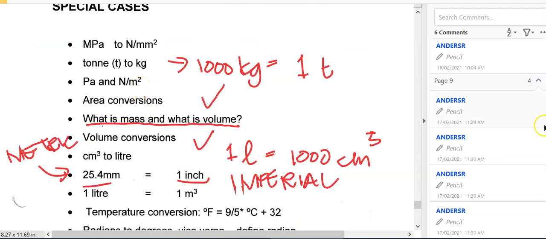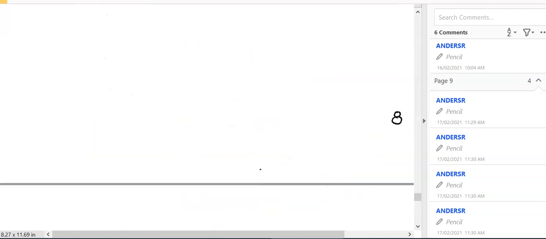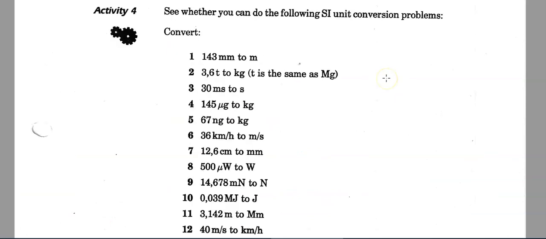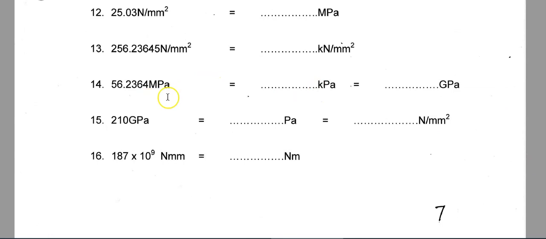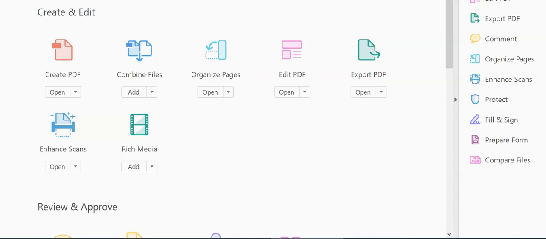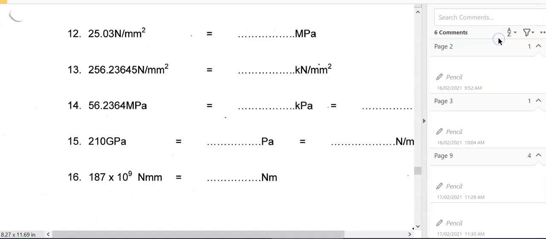And if I'm going up over there, let me just clear this here. I'm going up. But look at this one here. Number 14. Convert megapascal to kilopascal to gigapascal. When you get something like this, the first thing you do, let me see if I can write on here.